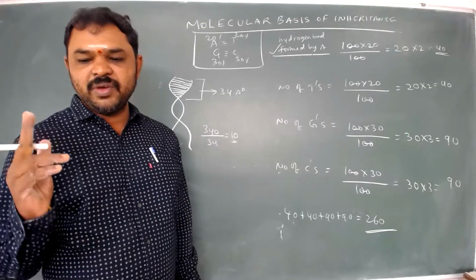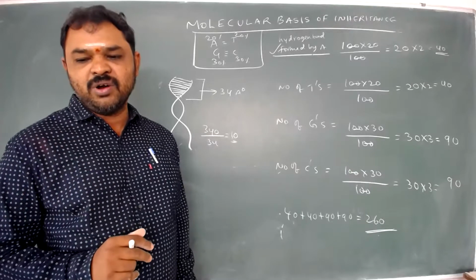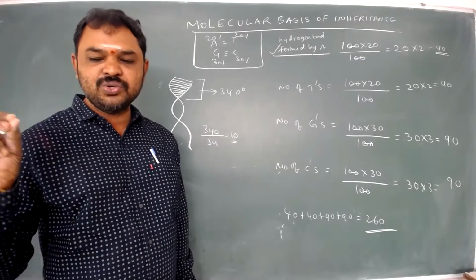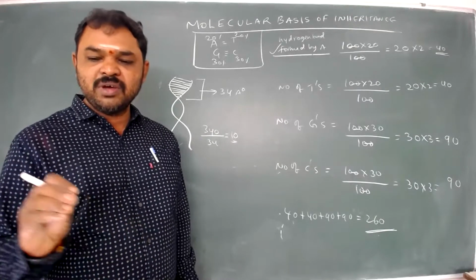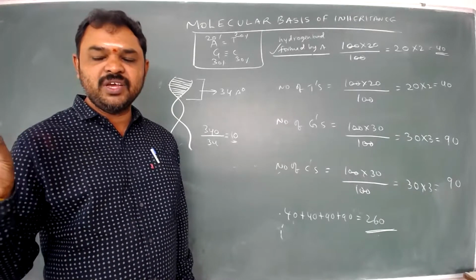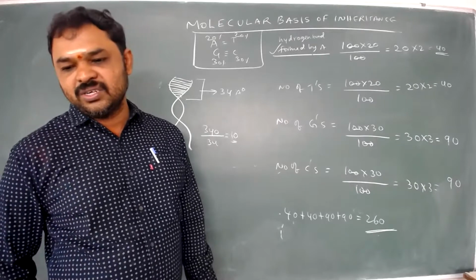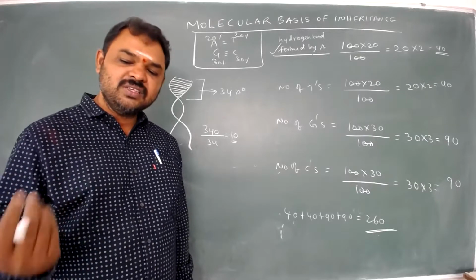Now A pairs with T by using 2 hydrogen bonds. Wherever, the number of A's times 2, those are hydrogen bonds. Number of T's times 2. Number of G's times 3. Why? Because G pairs with C by using 3 hydrogen bonds. Number of C's also times 3.